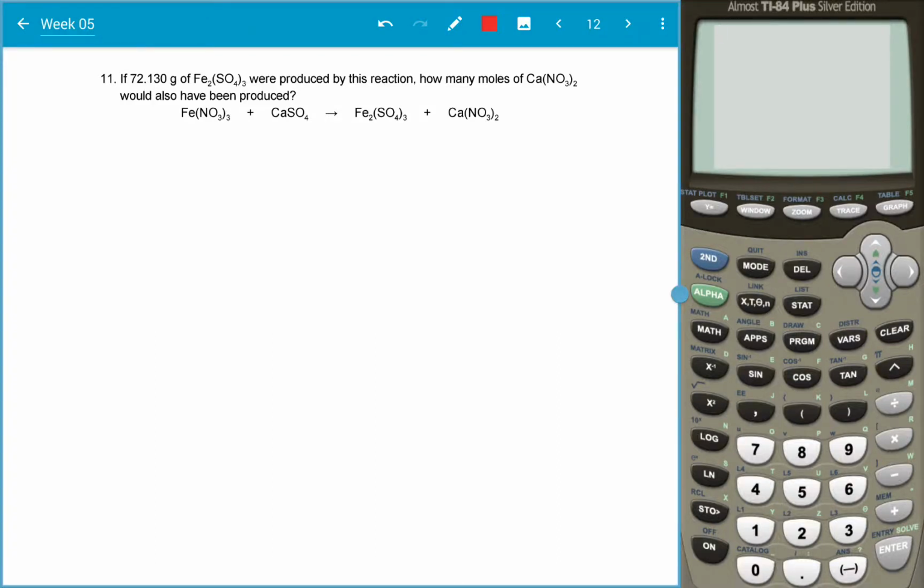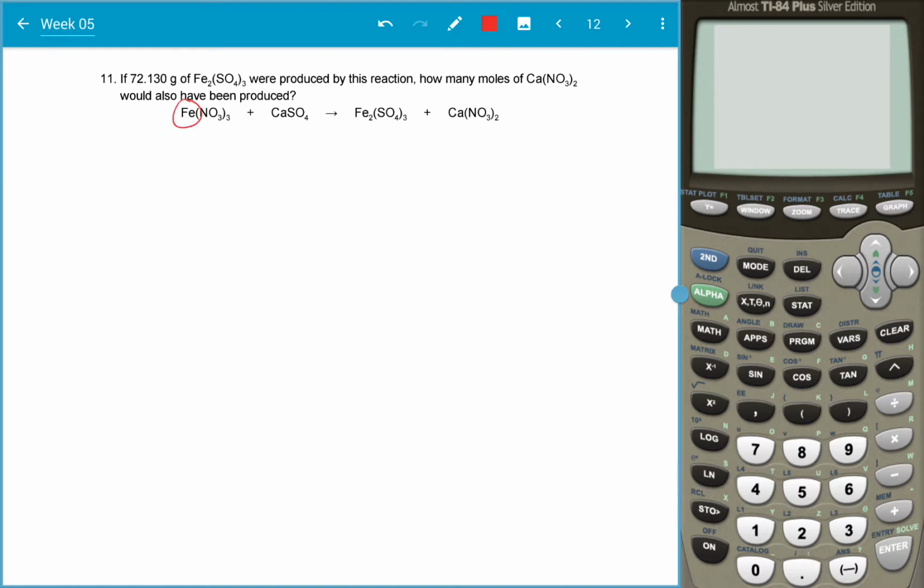If 72.130 grams of iron 3 sulfate were produced by this reaction, how many moles of calcium nitrate would also have been produced? The first thing I noticed about the problem is that I have a reaction that I'm not sure whether it's balanced. The first thing I'm going to do is make sure that it's balanced.